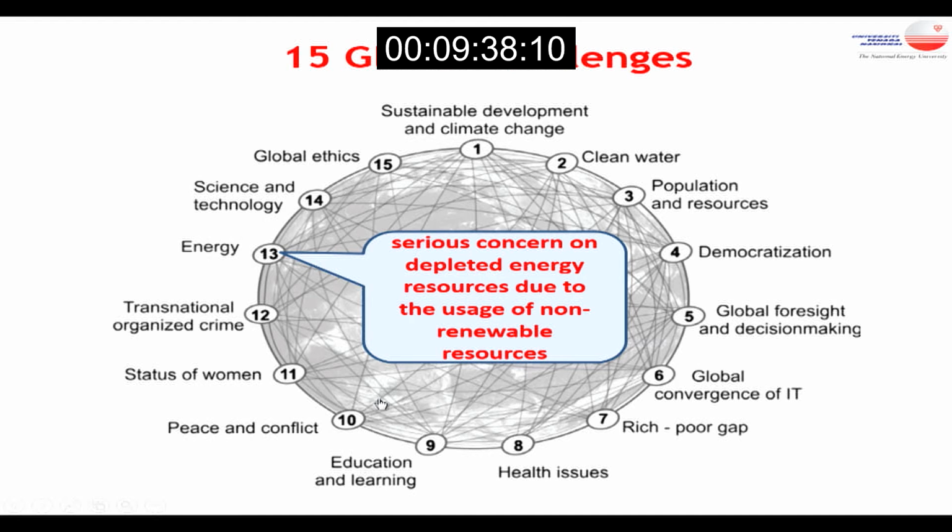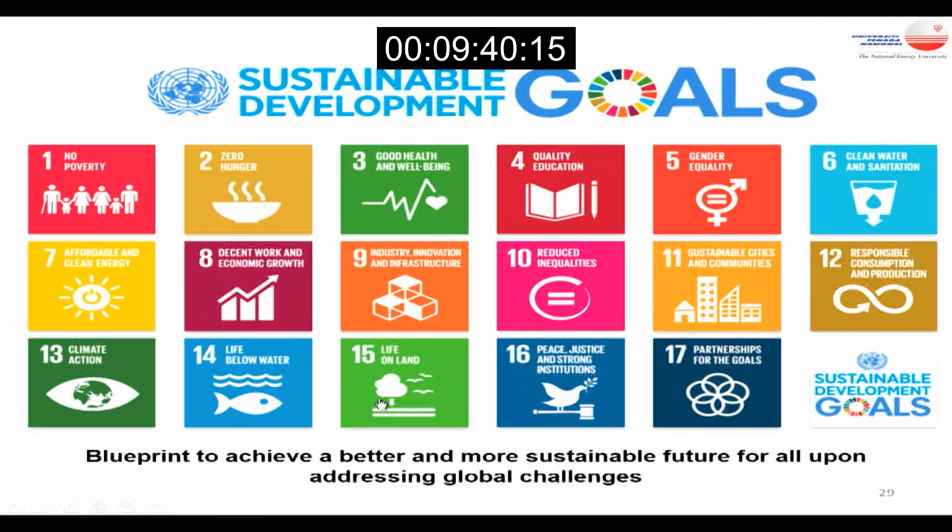So they sorted the problems. It was 15 at that time, but when the UN came in, it was ratified and changed to 17. We call them the Sustainable Development Goals, which are the blueprint to achieve a better and more sustainable future for all by addressing the global challenges. So if we take care of these global challenges, we'll be tackling all the problems one by one. One such problem is affordable and clean energy.